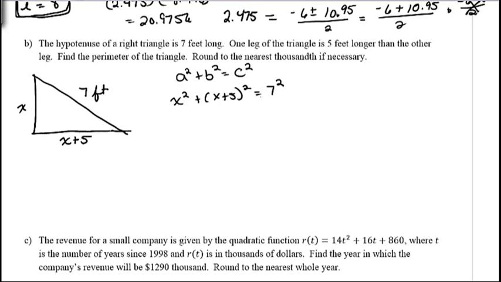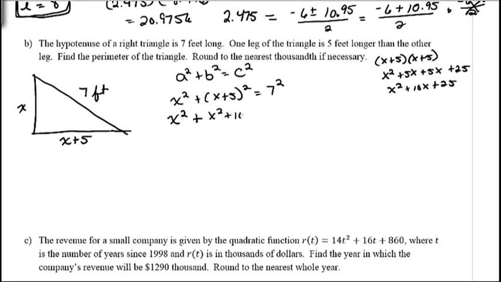So this is going to end up being a quadratic equation, so I want to simplify all of this. I have x squared plus, you need to do FOIL on the x plus 5, so do that over here on the side. x times x is x squared, x times 5 is 5x, and then 5 times x is another 5x, and then 5 times 5 is 25. So we have x squared plus 10x plus 25. And 7 squared is 49.